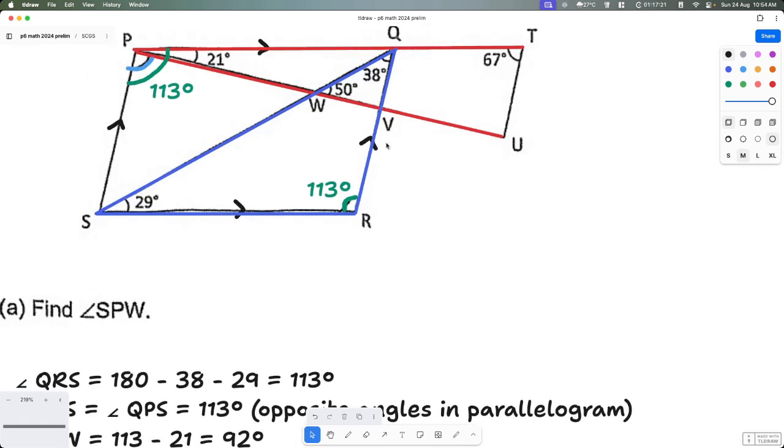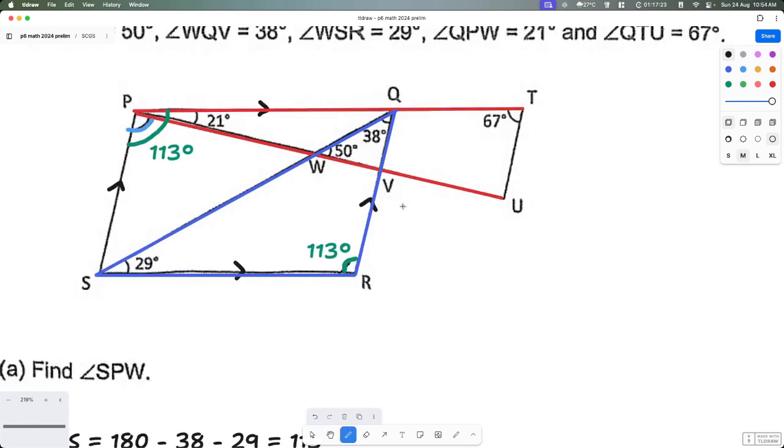RVU. We want to know whether RVU is also 113 degrees. So we want to get RVU, which is pretty straightforward. It is vertically opposite to this angle. So let's have that.